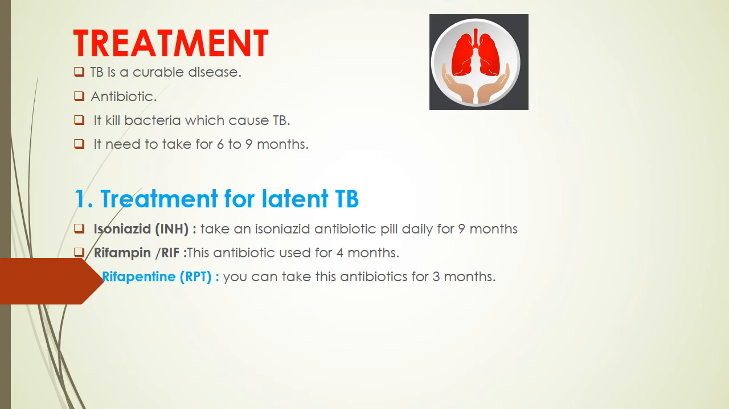Next one is treatment. First, tuberculosis is a curable disease. It can be treated mainly with antibiotics which kill the bacteria, and there are various doses for the different types of tuberculosis. So first, treatment for the latent TB. These are some antibiotics: isoniazid, rifampin, with different doses for different months, because normal people having tuberculosis take less time to treat, and a person having previous diseases like diabetes, hypertension, they take more time to treat.